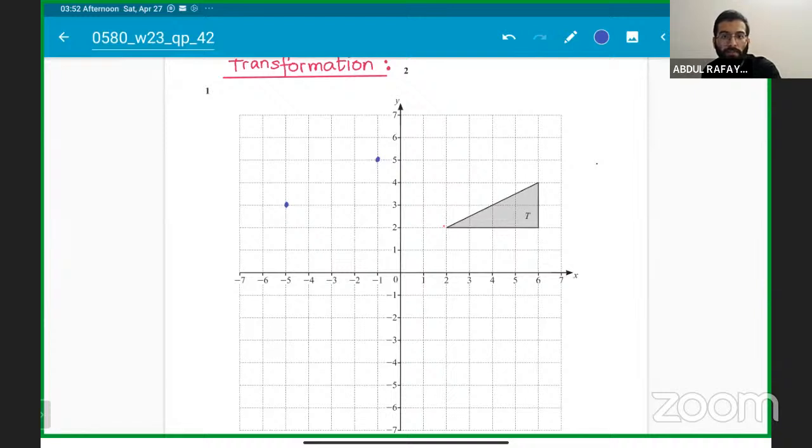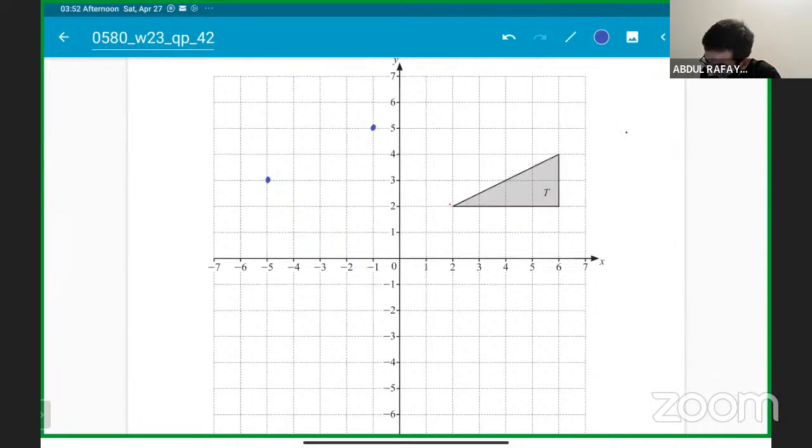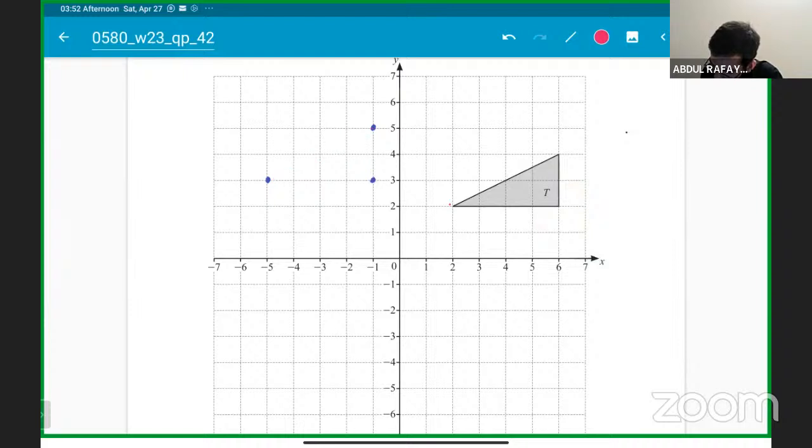Following? Yes, sir. So next we have the last point, that is 1, 2, 3, 4, 5, 6, 7, and that one will go here. Guys, minus 7 comma 1, 1 up. So this is how the translation is done. We call this basically translation.